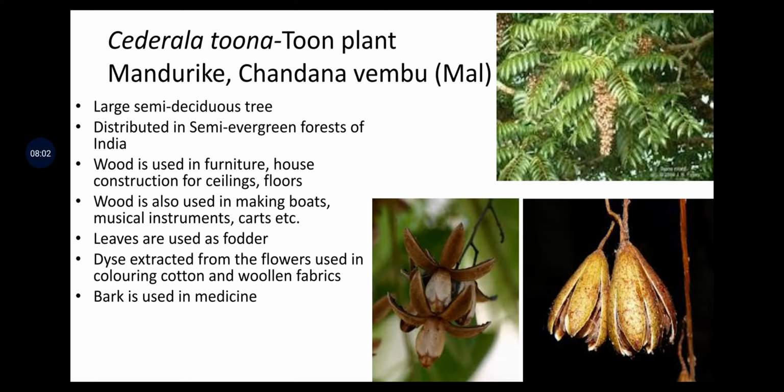Cedrela toona is toon plant. Mandurike or Chandana Vembu is another name for this. It's a large semi-deciduous tree distributed in semi-evergreen forests of India. Wood is used in furniture, house construction for ceiling and floors. Wood is also used in making boats, musical instruments, carts, etc. Leaves are used as fodder. Dyes extracted from the flowers are used in coloring cotton and woollen fabrics. Bark is used in medicine.